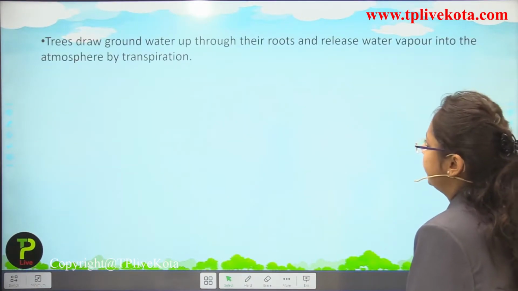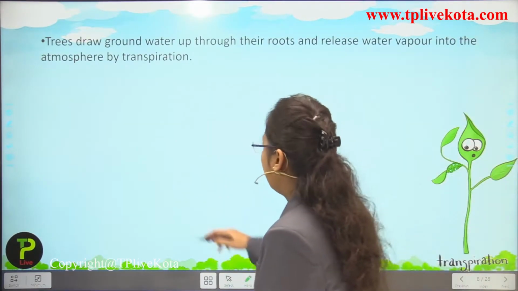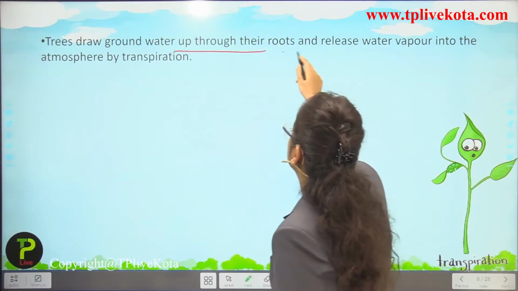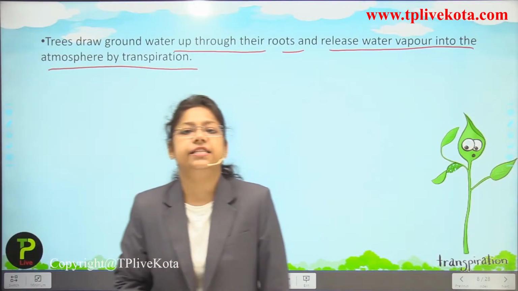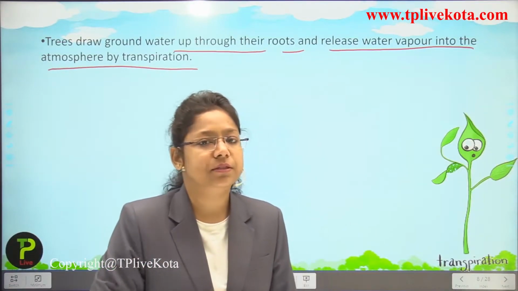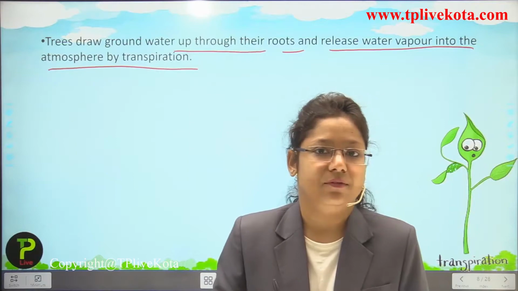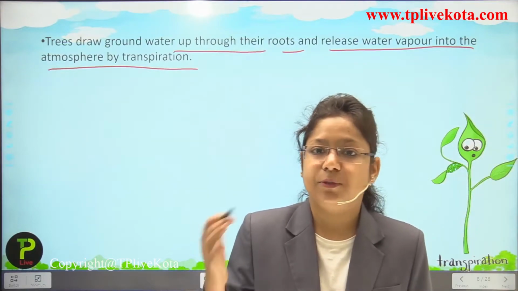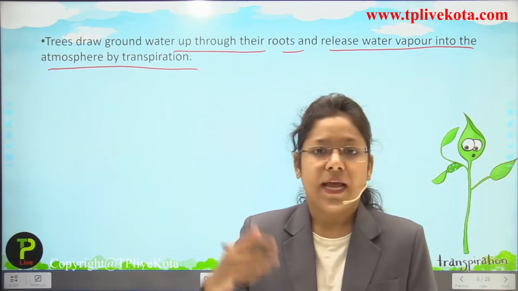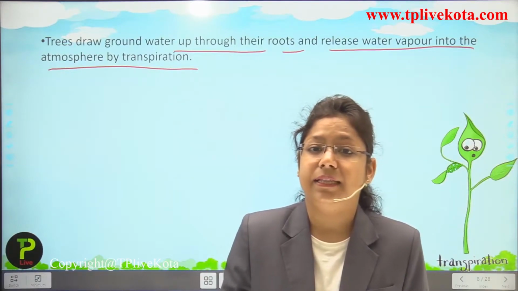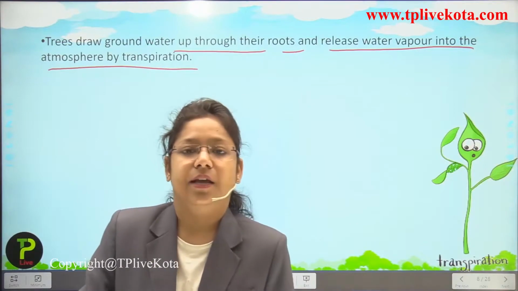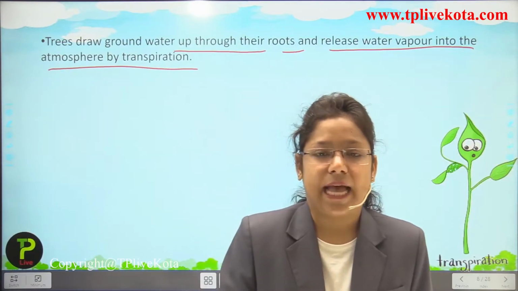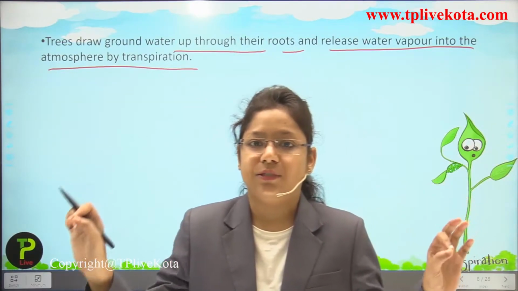Now, let us see the next point. Trees draw groundwater up through their roots and release water vapor into the atmosphere by transpiration. Now, what happens, students? If you are watering a tree, the tree will absorb all the water through its roots, and this water will be carried by the xylem, that is the vascular tissue which is present inside the trees. It will reach all the parts of the tree.